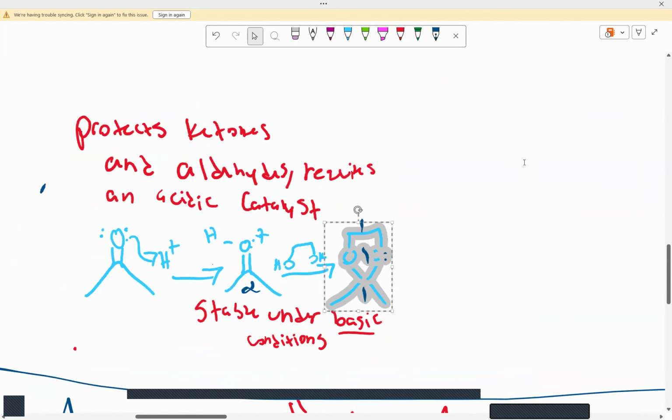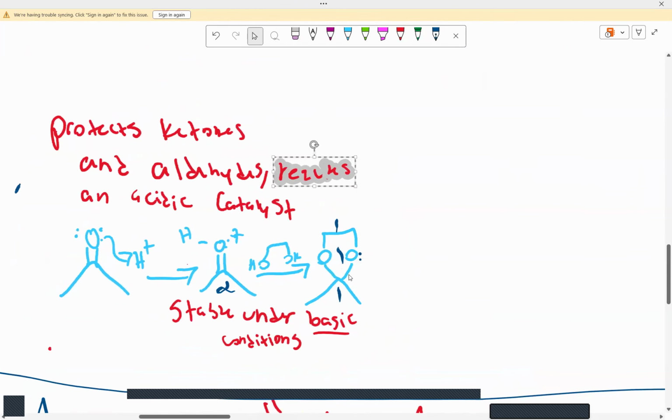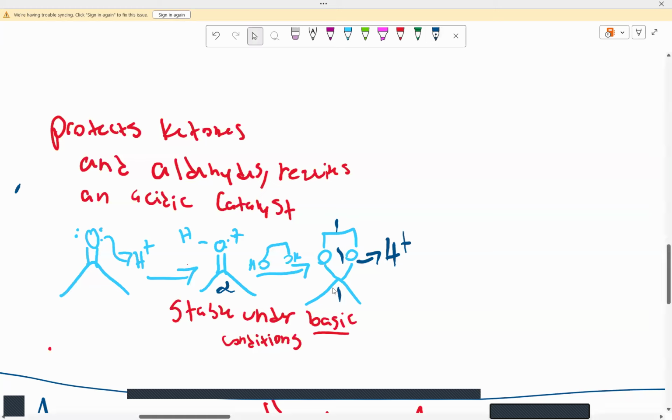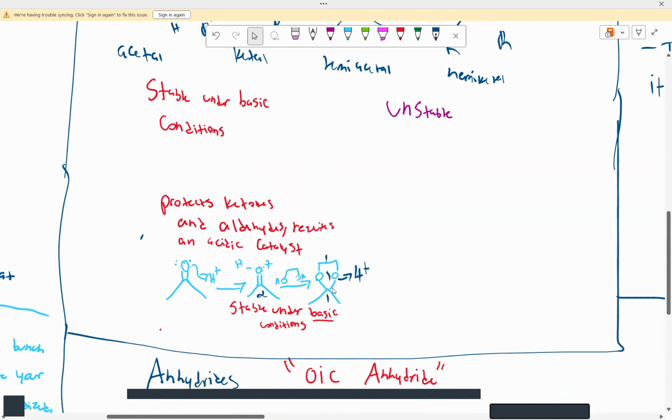So it's stable under basic conditions, right? Because you're not going to change anything if you have two nucleophilic atoms to begin with. It won't be unstable. Whereas if you were to add a hydrogen here, then that'll make it unstable because you no longer have two lone pairs on the oxygen. You'll have three bonding pairs and a lone pair, which is not great for oxygen.